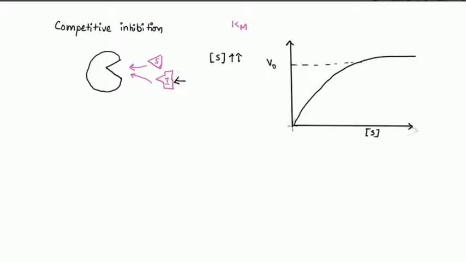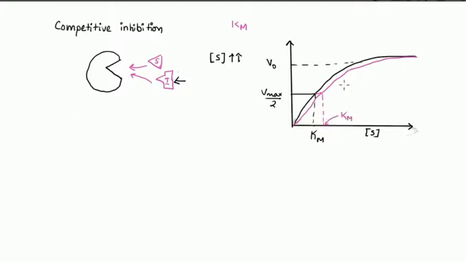So the inhibition would look something like this. And if this was the Vmax by 2, the half of the maximum velocity, and this was the Km for the normal enzyme kinetics, then, like I said, the Km would increase, and the Km would come somewhere over here.